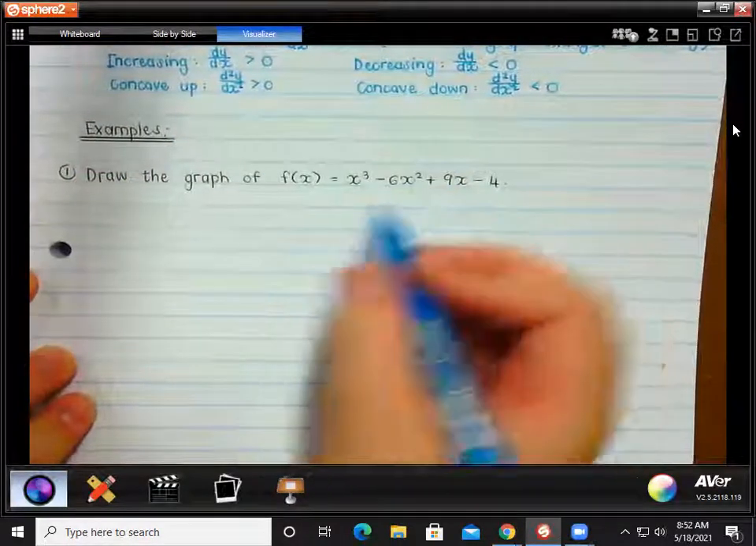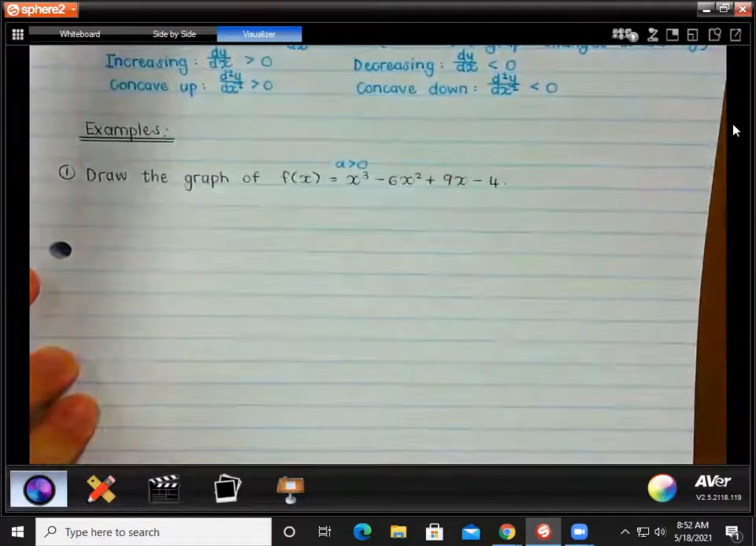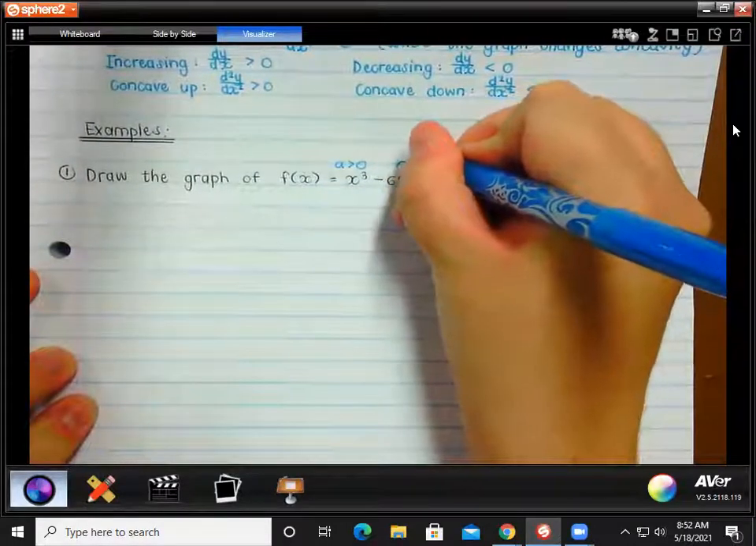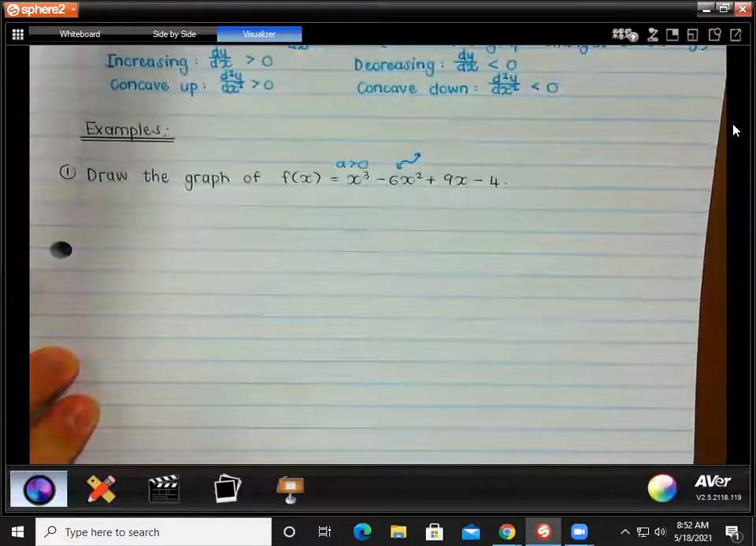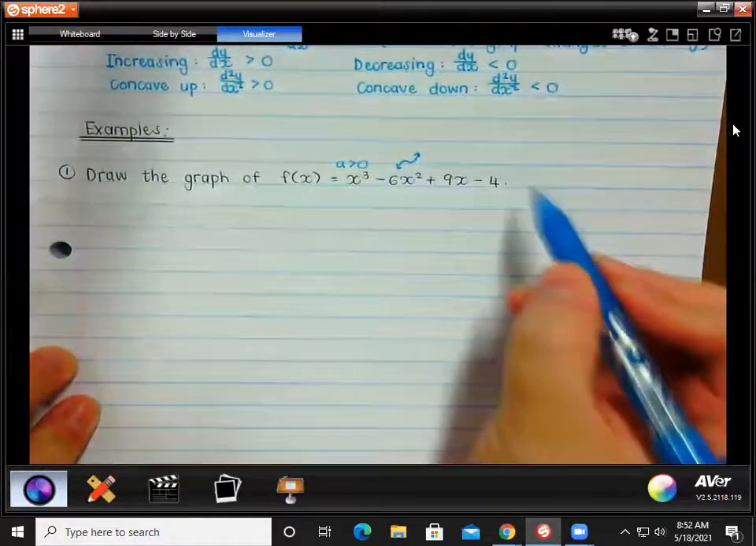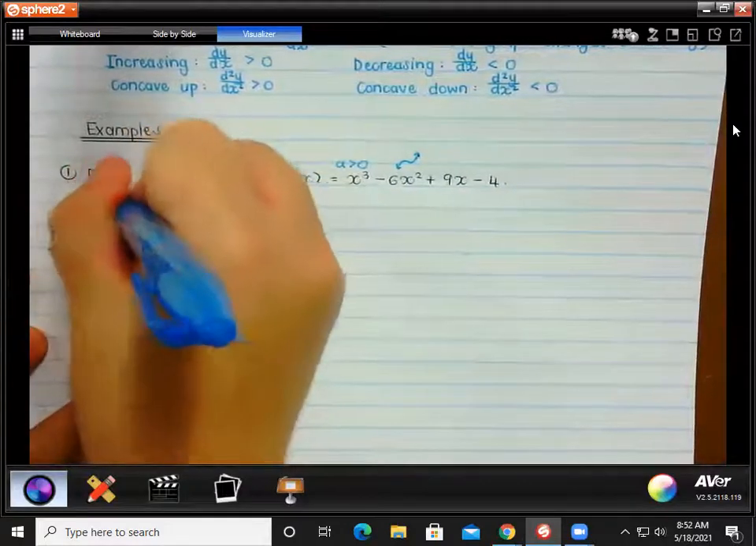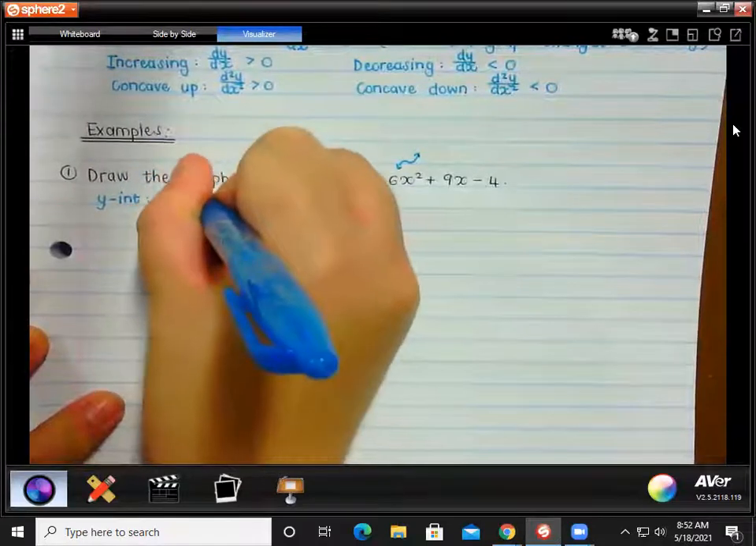So the first thing that we need to notice is that our A value is positive. Right, now that is just telling us what the shape is going to look like. So that's almost like a bit of a test. Once we've plotted all our points, we know that it should be increasing first, right? Because A is positive. What is the y-intercept? -4, so we can write that down. The y-intercept is going to be 0, -4.